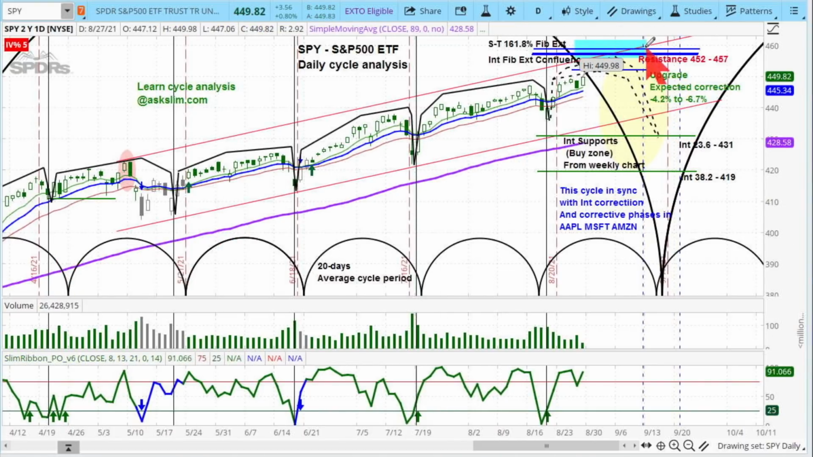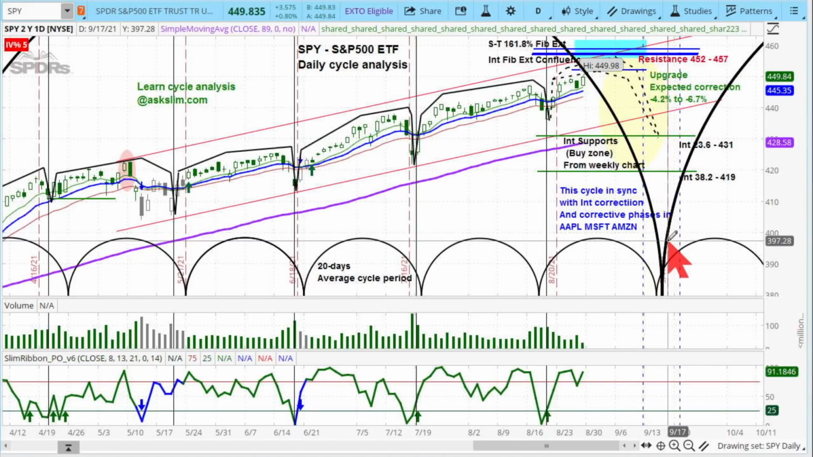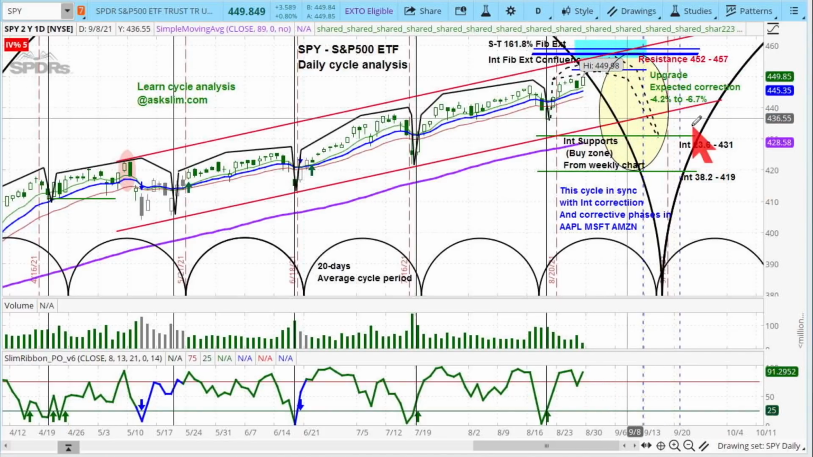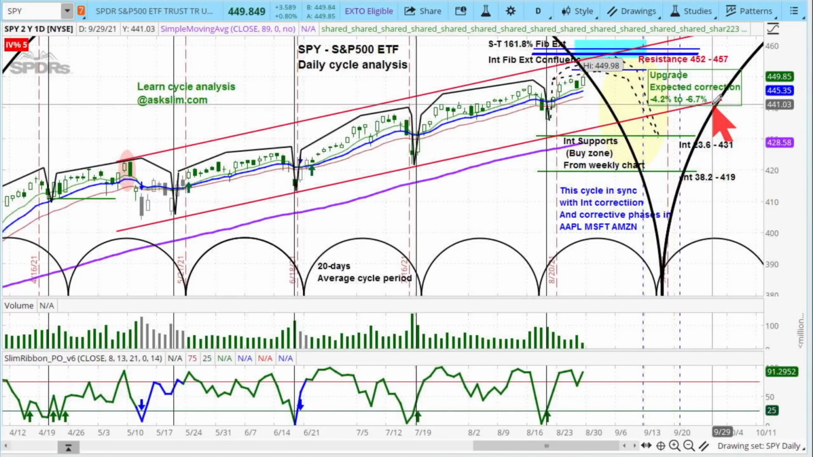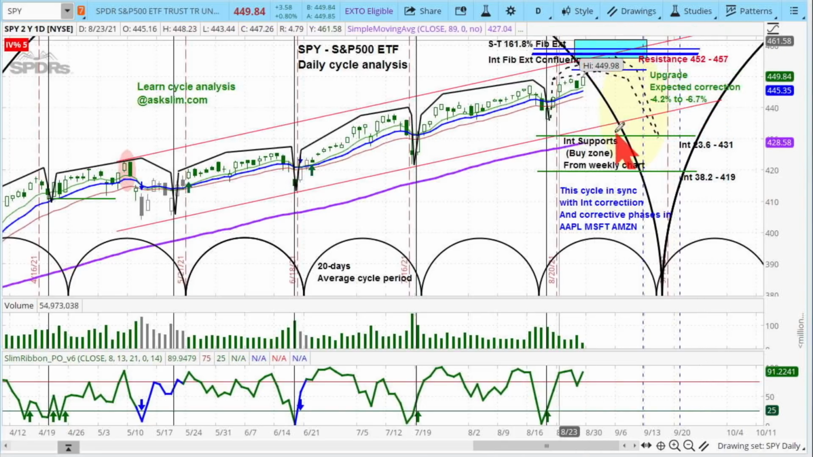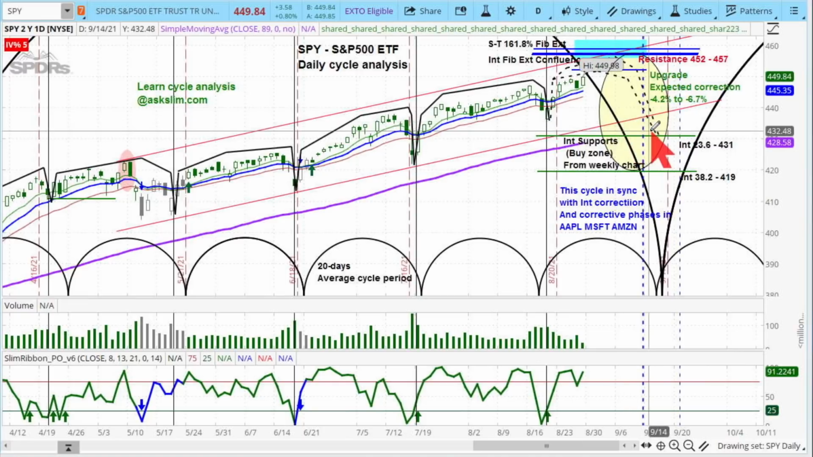This yellow zone right over here coincides with this bigger cycle coming down, where there's an expectation of a correction. We have upgraded that correction based on several things. The most important thing is the shortness of time right in here, as the intermediate and the daily patterns only really show about 2-3 weeks, maybe a little bit more of corrective period in here.